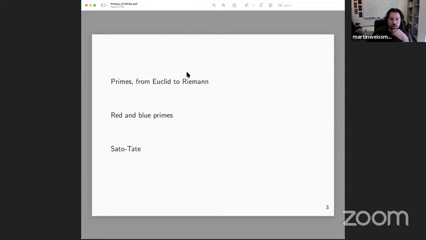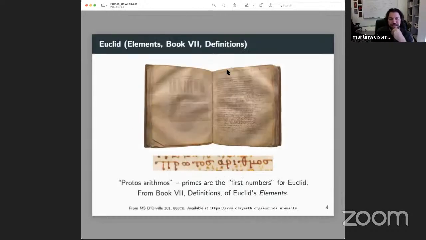Okay, so I'll start with a little history from Euclid to Riemann. And this is Euclid's Elements. Euclid, you might have heard of in the context of geometry. He wrote the Elements, or compiled them or something, we think around 300 BC, so 100 years after Plato or so. Ancient Greek mathematician living in Alexandria, modern day Egypt.